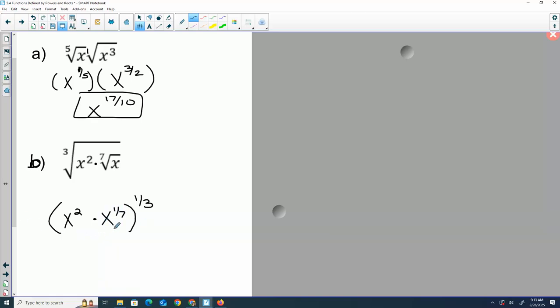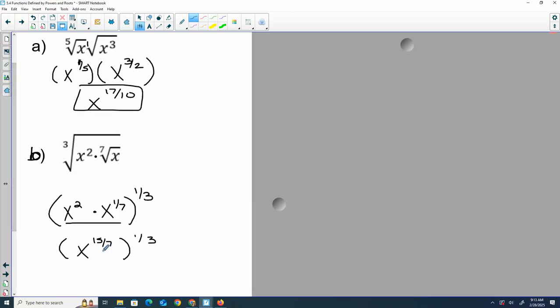So if I'm simplifying, these x's are multiplied, so what do you do to their exponents? Add them. So 2 plus 1/7 would give me 15/7. And then what do we do with the 15/7 and the 1/3? Multiply. They're a power to a power, so we multiply those, so we get x to the 5/7.